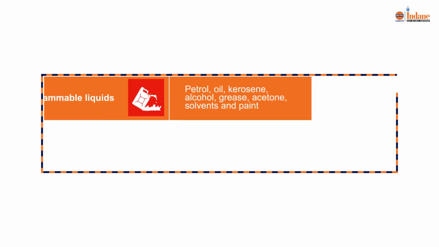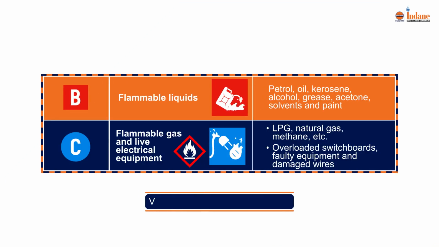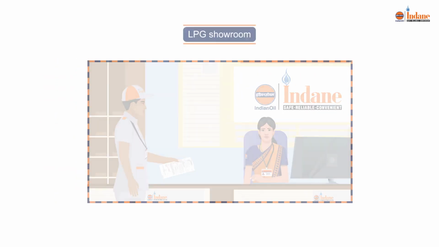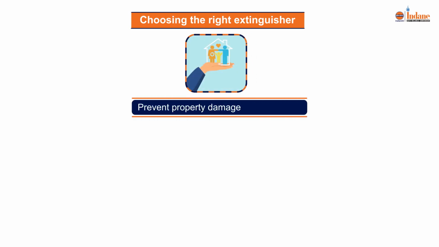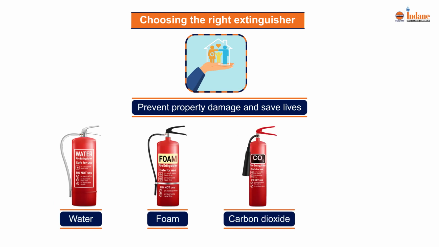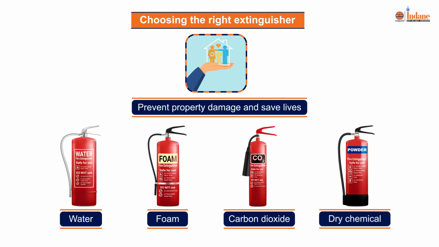Here, Class B and C fire types are vital information for LPG mechanics, as they can happen at the LPG godown, LPG showroom, or at customer premises. Choosing the right extinguisher can prevent property damage and save lives. Let's look at the 4 types of fire extinguishers, namely water, foam, carbon dioxide, and dry chemical.